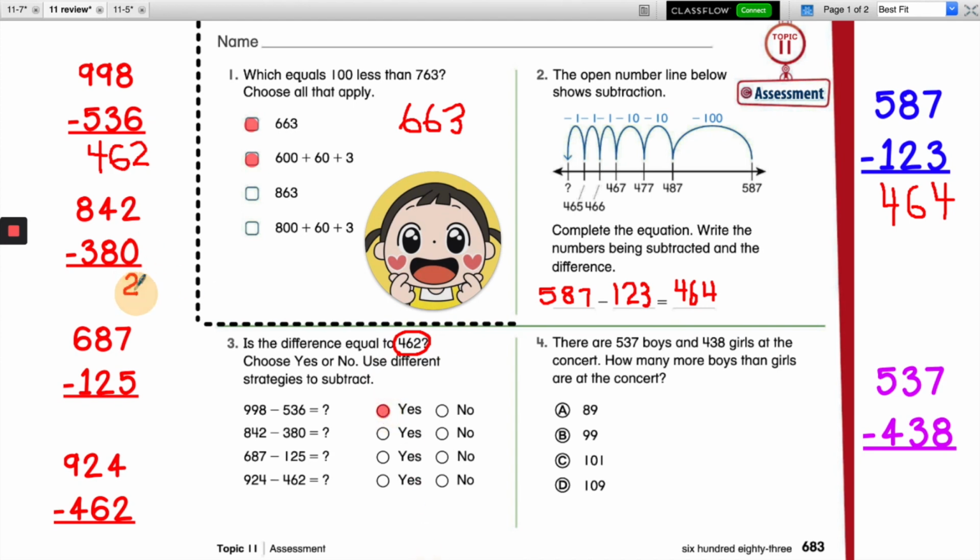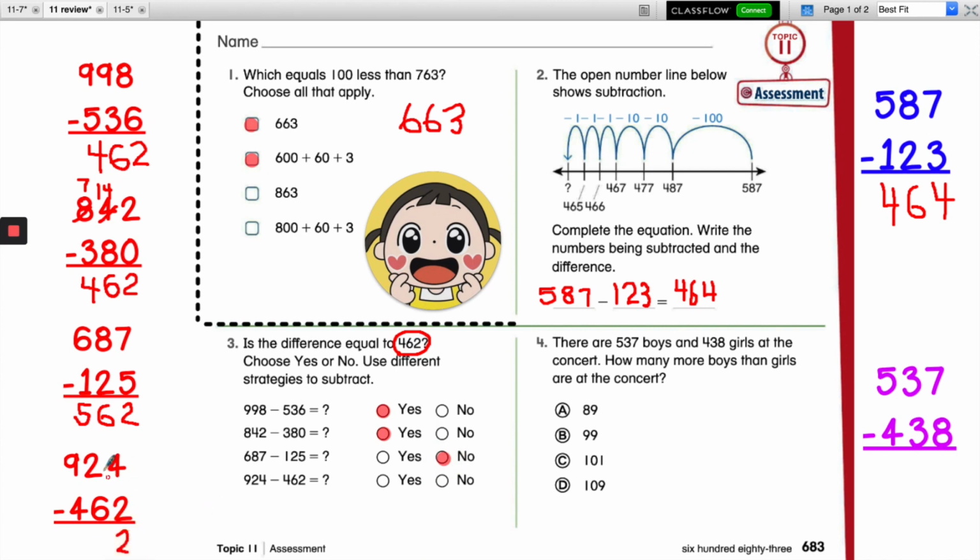2 minus 0 is 2. 4 minus 8, we can't do that, so we need to regroup. 14 minus 8, 6. 7 minus 3 is 4. 462. Yes. 7 minus 5 is 2. 8 minus 2 is 6. 6 minus 1 is 5. No.